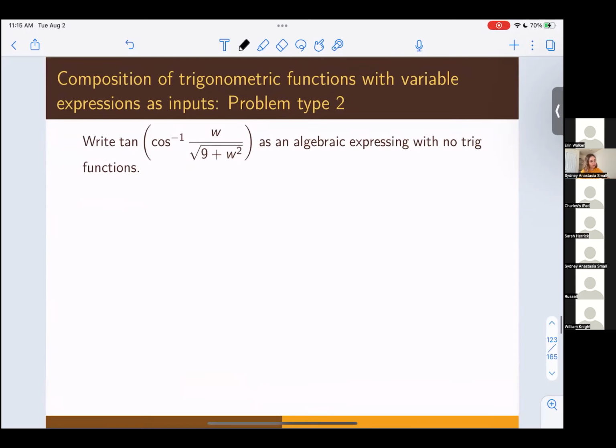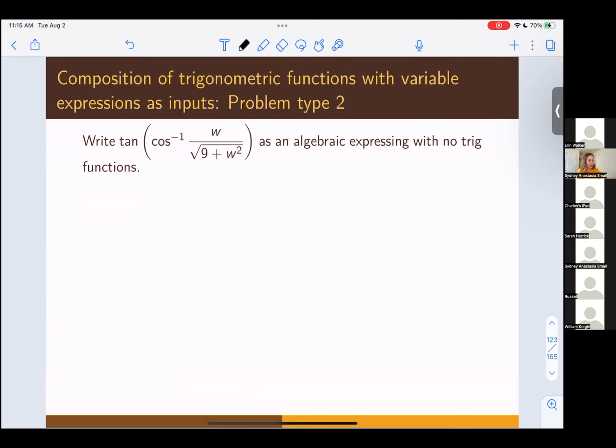All right, let's do another one. I want to write the tangent of the inverse cosine of w over the square root of 9 plus w squared as an algebraic expression. Okay, again, this looks really scary, but let's try to draw a triangle because that worked out pretty well last time. So first, parsing this out in English, I want to pull that big nasty function apart in English words.